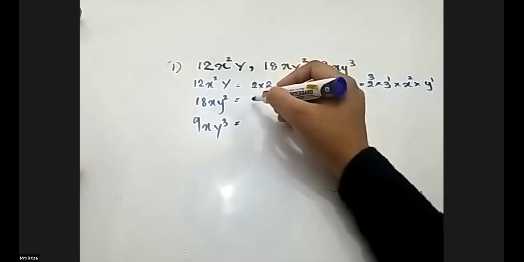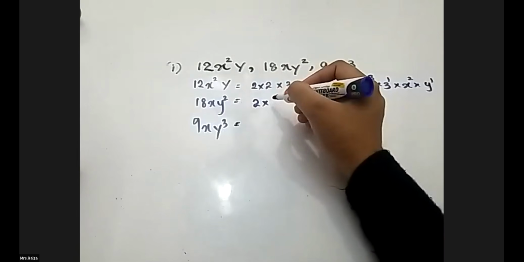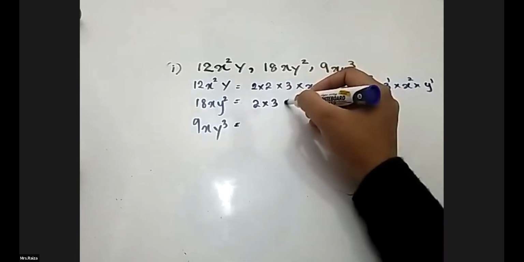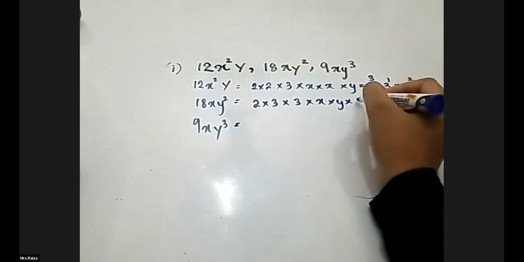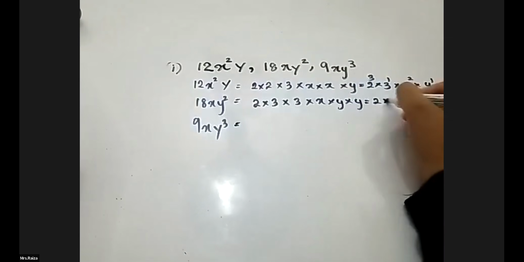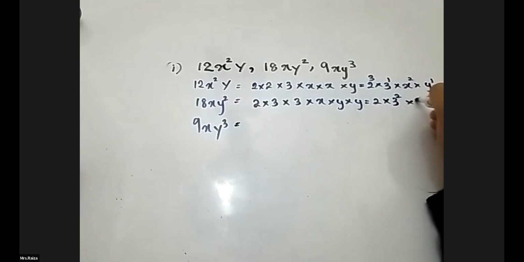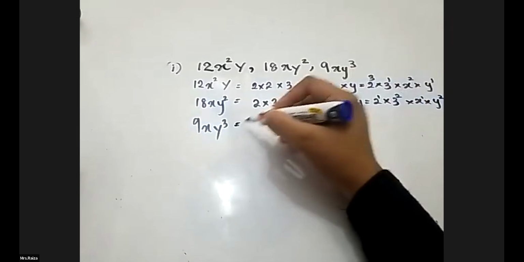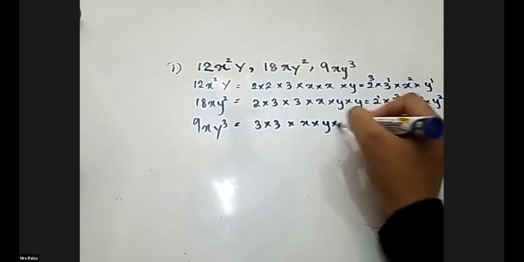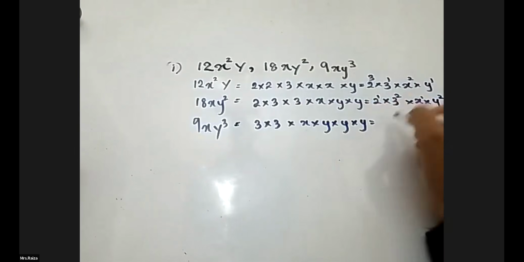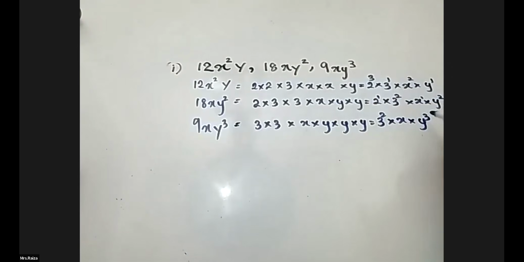Okay. 18 means 2 into 2, 4, can't. 2 into 3, 6. 6 into 3. x into y into y. So 2 into 3 to the power 2, x into y to the power 2. These are power 1. 9 means 3 into 3, x into y into y into y. That means 3 to the power 2, x into y to the power 3.